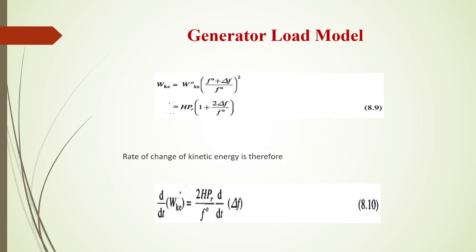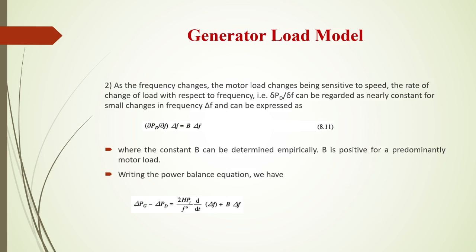The second one is that as frequency changes, motor load changes, and as motor load changes, speed also changes. The rate of change of load with respect to frequency, that is dou PD by dou F, can be regarded as nearly constant for small changes in frequency delta F. So we can write dou PD by dou F into delta F as B delta F. What is B here? B can be determined empirically and it is positive for predominantly motor load.